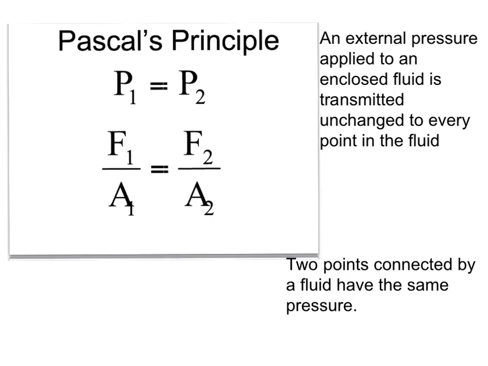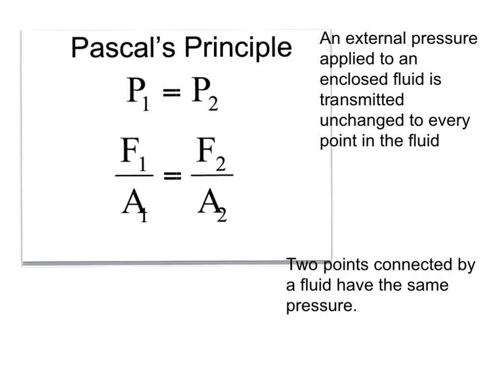All right, now we're going to look at Pascal's principle, which mathematically is a very simple idea. Pressure at one place equals pressure at another place connected by a fluid. Let's think about this in words, first in a technical sense, then a little easier sense. An external pressure applied to an enclosed fluid is transmitted unchanged to every point in the fluid.